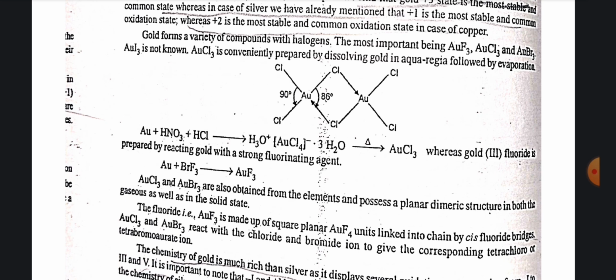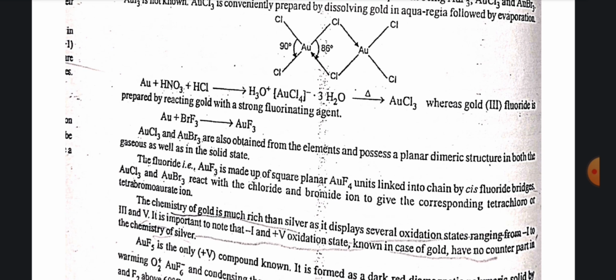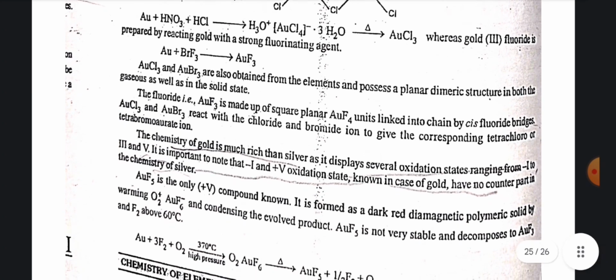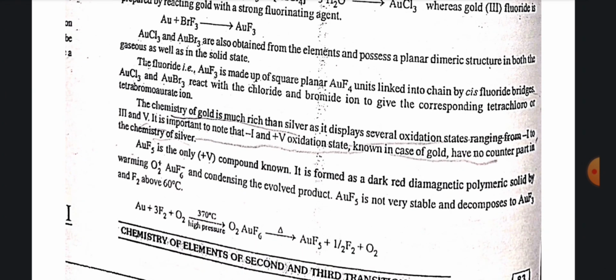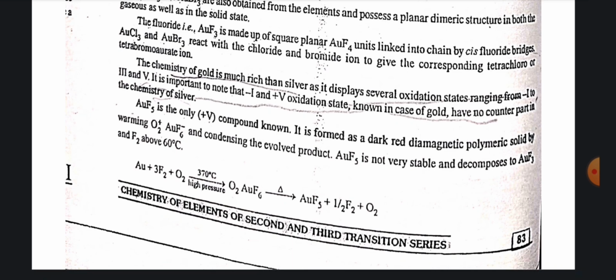Gold forms a variety of compounds with halogens, the most important being AuF3, AuCl3, and AuBr3; AuI3 is not known. AuCl3 is conventionally prepared by dissolving gold in aqua regia followed by evaporation. AuCl3 and AuBr3 are also obtained from the elements and possess a planar dimeric structure in both the gaseous as well as the solid state. The fluoride, AuF3, is made up of square planar AuF4 units linked into chains by fluoride bridges. AuCl3 and AuBr3 react with chloride and bromide ions to give the corresponding tetrachloroaurate or tetrabromoaurate ion.